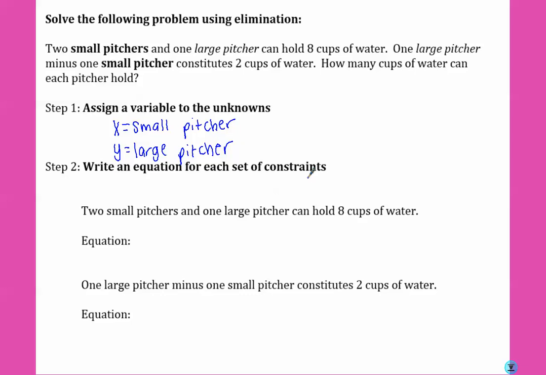Step 2, write an equation for each set of constraints, or each sentence. So 2 small pitchers and 1 large pitcher, so 2x plus 1y equals 8. 1 large minus 1 small constitutes 2 cups of water, so y minus x equals 2. Now something we're going to have to do here is, if we add these together, our x's and our y's don't line up. So I'm going to switch the order. Since it's negative x, I'm going to make it negative x plus y equals 2, which will make things easier when we go to solve the system.